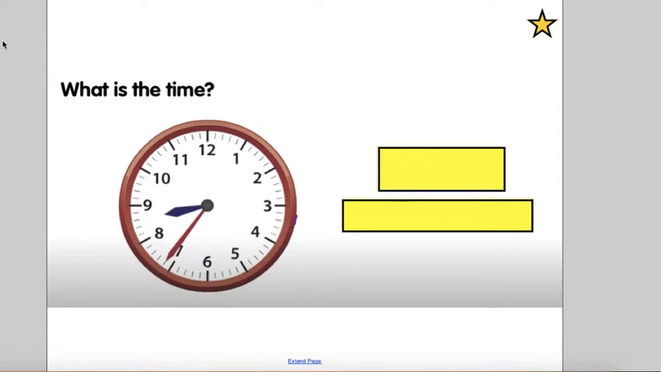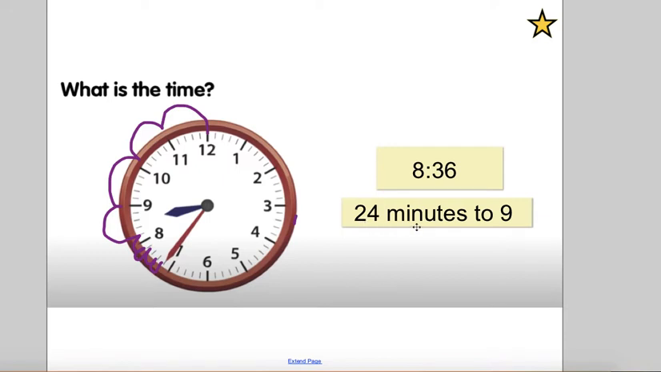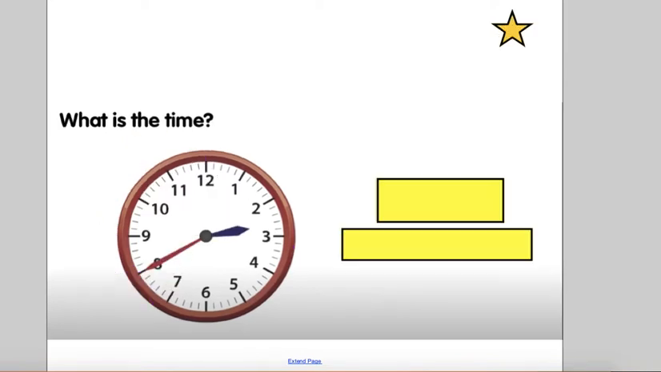Now, another way to look at this 8:36, since we passed the halfway mark, some people then say, well, how many more minutes to the 9th hour? So I'm going to go backwards. 5, 10, 15, 20, 21, 22, 23, 24. Okay, so you might hear someone say, well, it's 24 minutes to 9 because that's the next hour. So usually people will do that to the next hour if you hit past the halfway point. Let's try a few others.